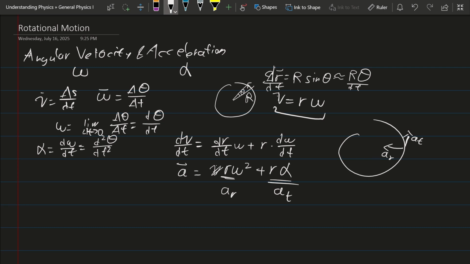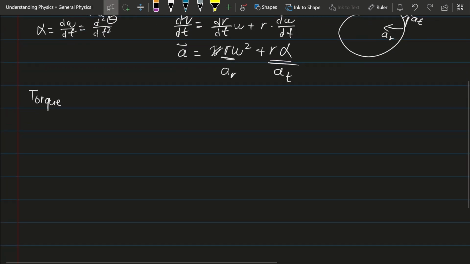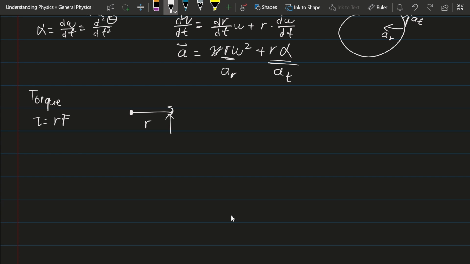So after this, we could start discussing the torque. We will define torque to be R times F. Well, technically, this is if it is perpendicular. So if you have this pivot here, or this reference point, there is a length R, and then you push this object in here with a force. That means that the torque will be R times F.